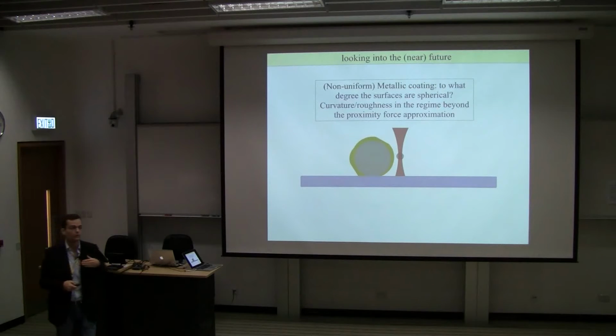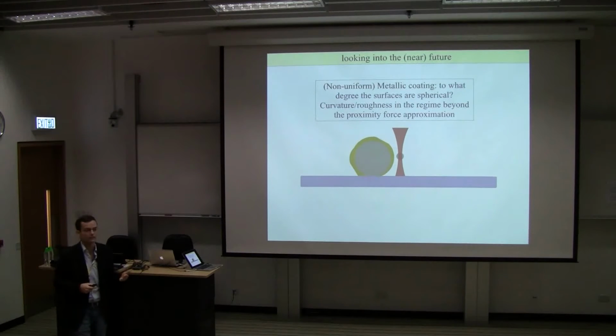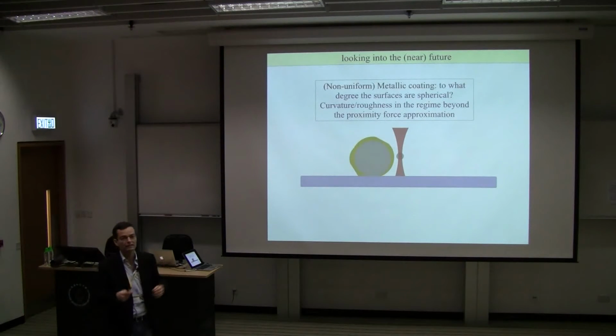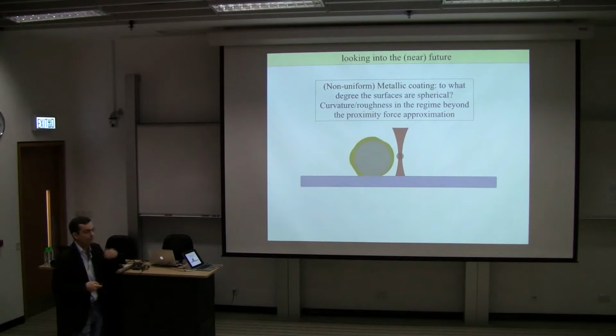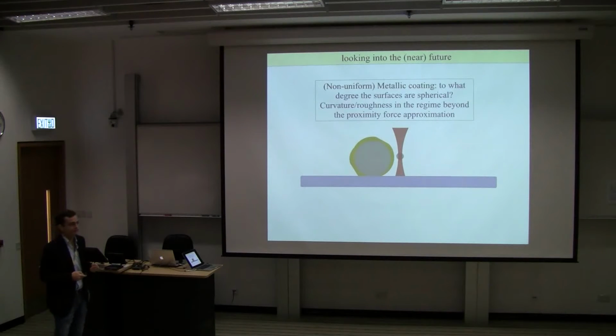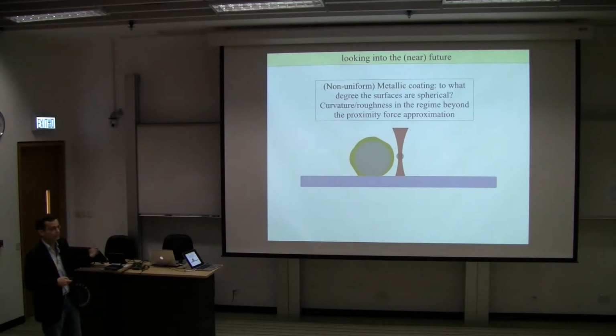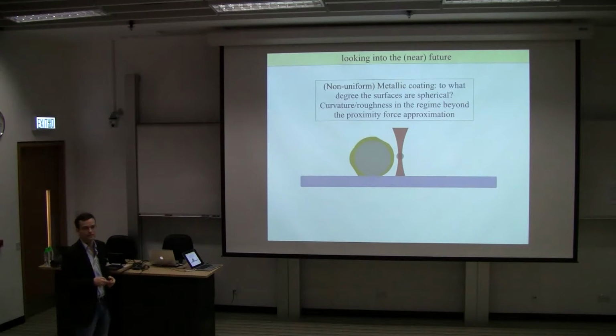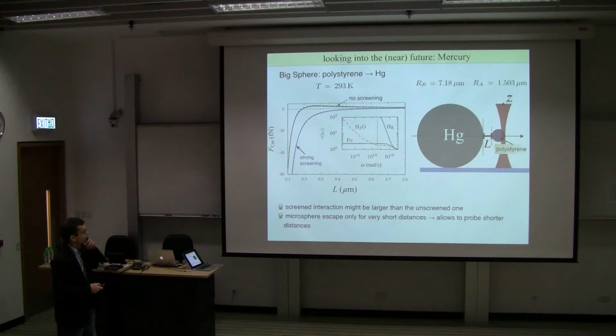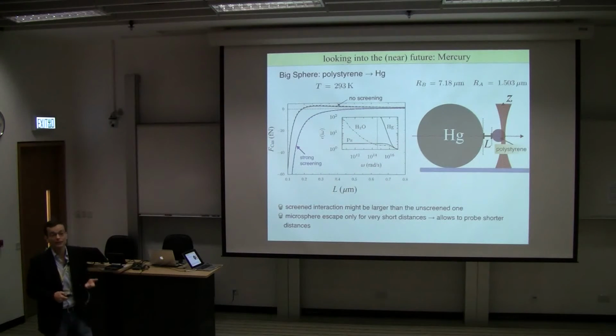Because on the other hand, if I were in the PFA, things would be much easier because I would average things out because of the length scales. So going beyond PFA is a challenge also in the sense that it's harder to control the experimental situation. Another possibility is to use a liquid metal. We have been trying to use mercury for some time because we know how to prepare these mercury microdroplets.